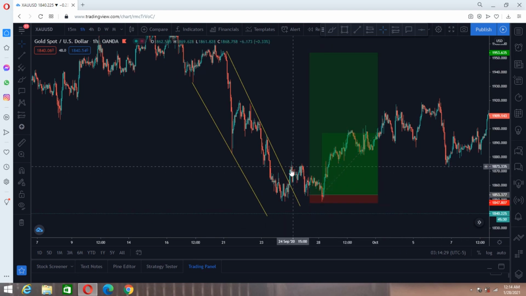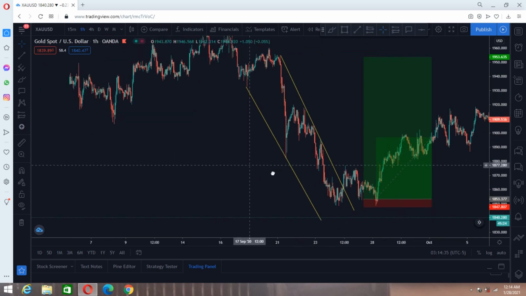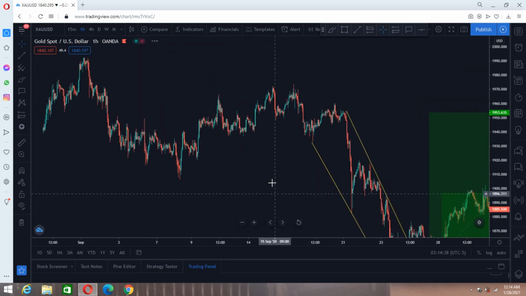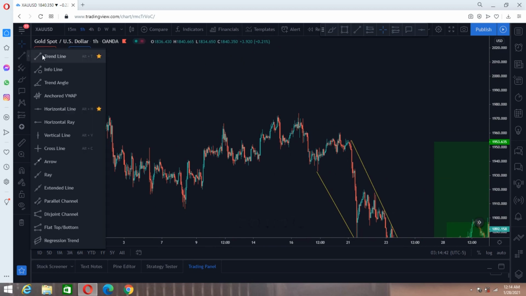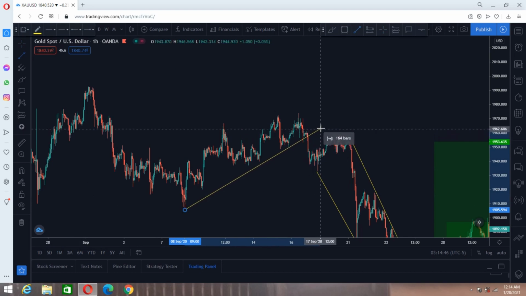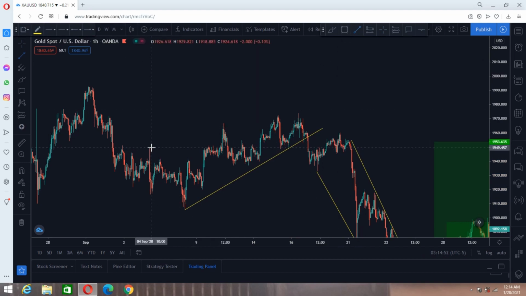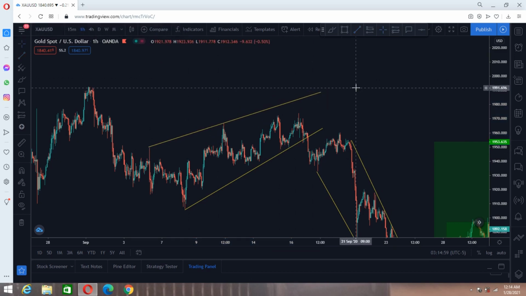So this is another reversal pattern. As you can see, there are too many patterns here. Too many patterns in the market. So if you miss one opportunity, there are other opportunities that you will also get.